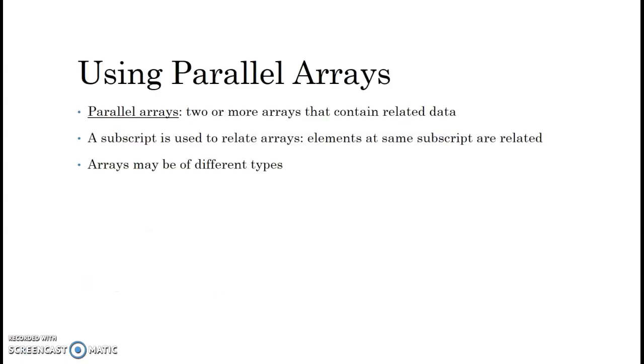Parallel arrays. We discussed parallel arrays previously. That's the idea where I have two arrays of different data types, but they share an association based on element. Parallel arrays are two or more arrays that contain related data. A subscript is used to relate the elements within the arrays. They may be of different types.